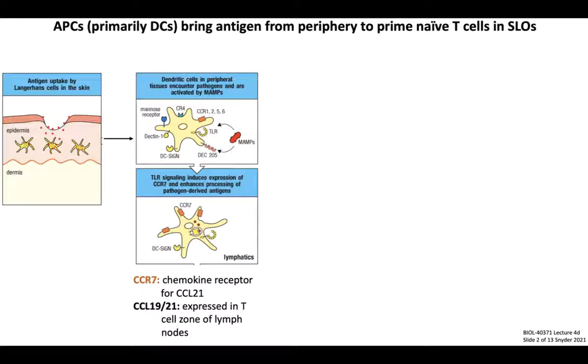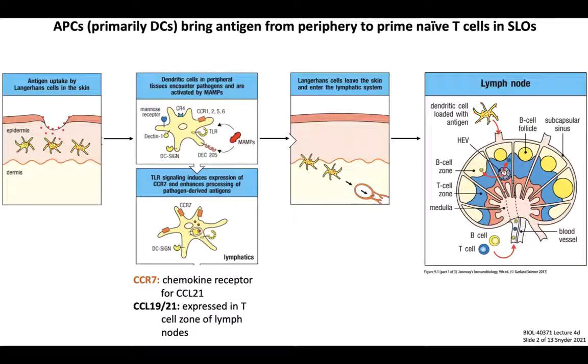Importantly, APC activation also triggers expression of a chemokine receptor, including something called CCR7. Remember that chemokines serve as chemotactic cues that can direct the migration of immune cells throughout the body. CCR7 binds to chemokines named CCL19 and CCL21, which are expressed in the T cell zone of lymph nodes.